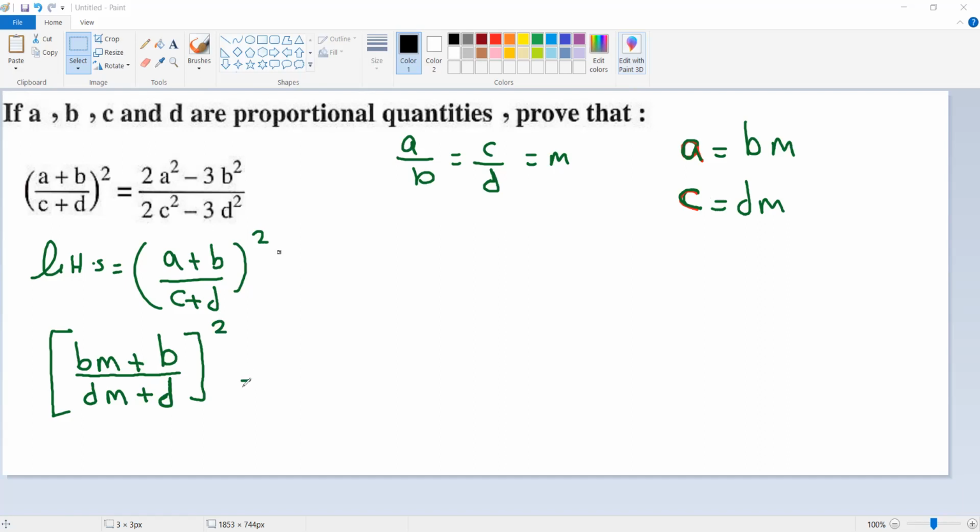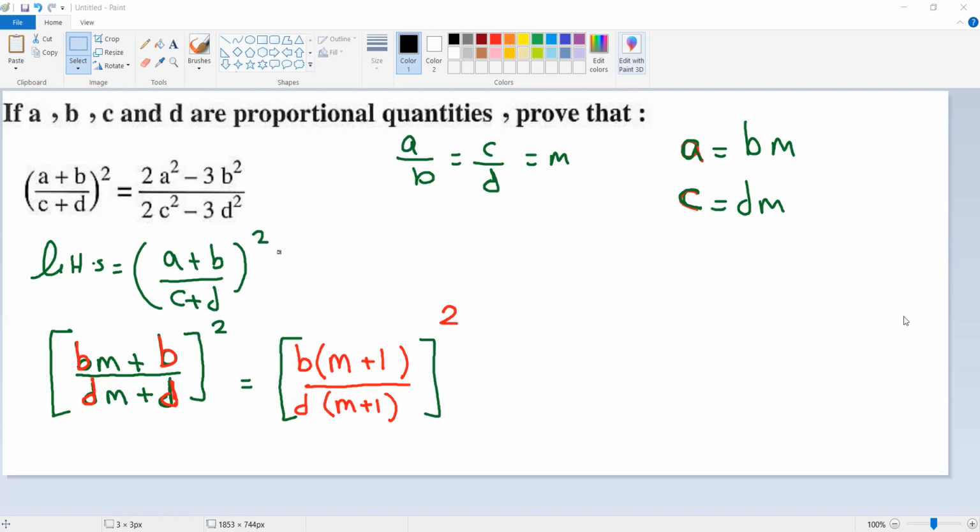All raised to the power of 2 equals, what is the factor at the top? Look at the factor. You'll find that B is repeated here. So take B as a factor. You are left with BM divided by B, it's M, and B divided by B, it's 1. Okay? All divided by, what is the factor down? The factor at the bottom, it's D, and here D is repeated. So take D as a factor. You are left with M plus 1, because DM divided by D is M, and D divided by D is 1. All raised to the power of 2.